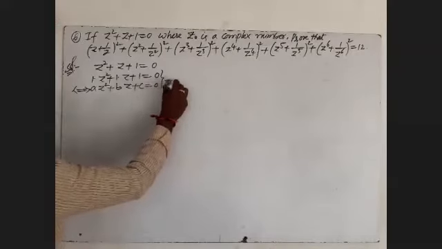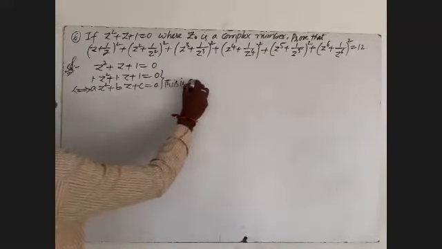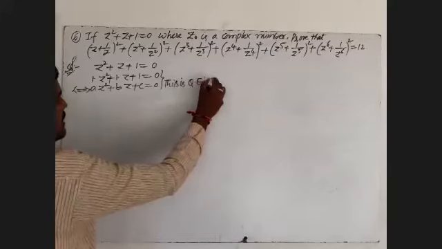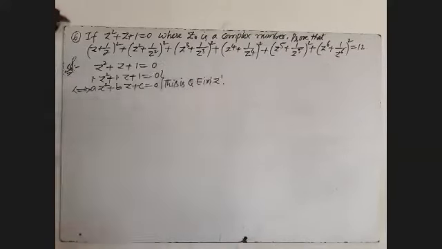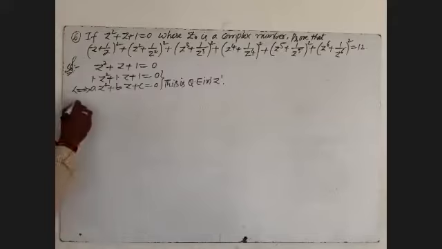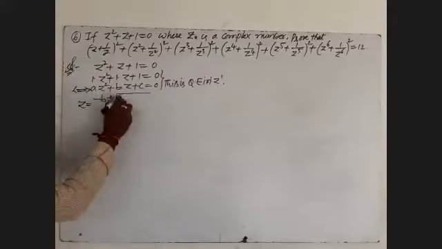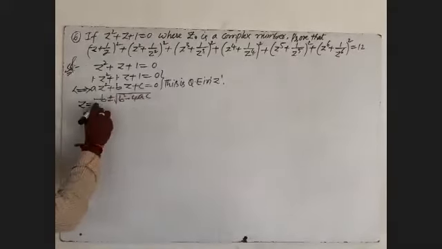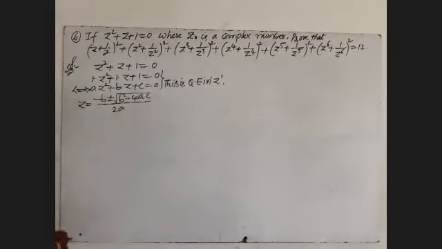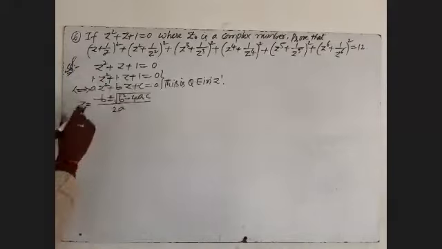This is a quadratic equation in variable z, where a is 1, b is 1, c is 1. Then I will take the formula z equal to minus b plus or minus root of b square minus 4ac by 2a. Here we will take the value of b.